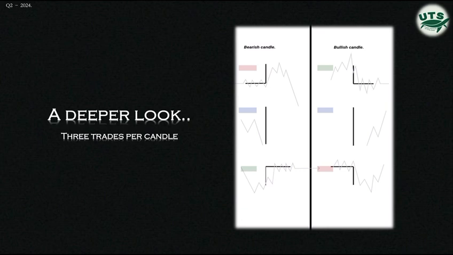A deeper dissection of the open, high, low, and close. There are 3 trades per candle, right? And this is a fixed, repeatable phenomenon. If I show this to a 5-year-old, he'll get it, right? Every candle has an open, a high, a low, and a close, or open, low, high, and close. That's a fact, and you can see it every single day, every single candle.